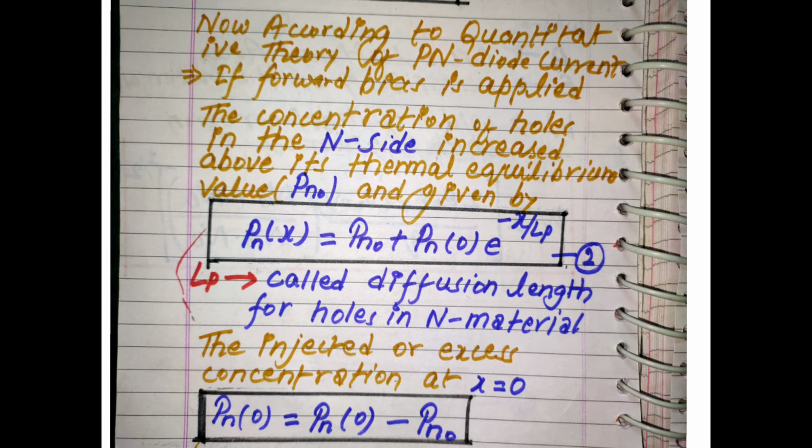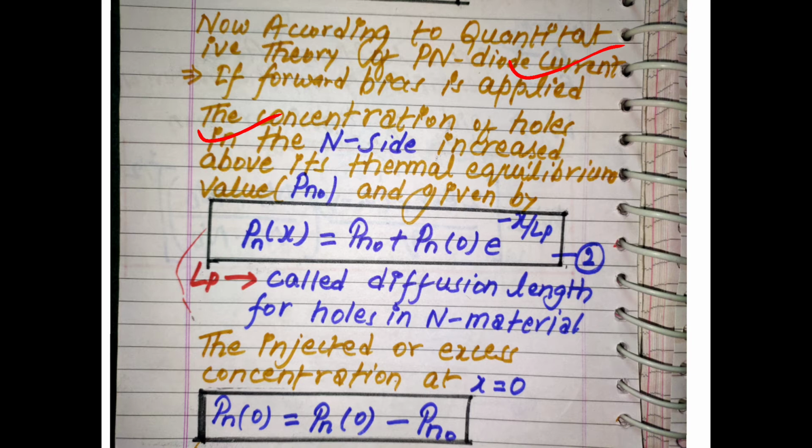Now we are going to apply the quantitative theory of the PN junction diode. According to this theory, if the forward bias is applied, the concentration of the holes in the N side is increased above its thermal equilibrium value Pn naught. So if Pn naught is the density of the charge carriers at thermal equilibrium, then in the case of forward biasing, the concentration of the holes is going to increase beyond the thermal equilibrium.